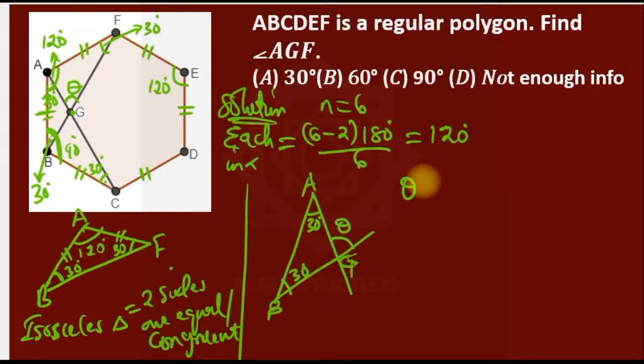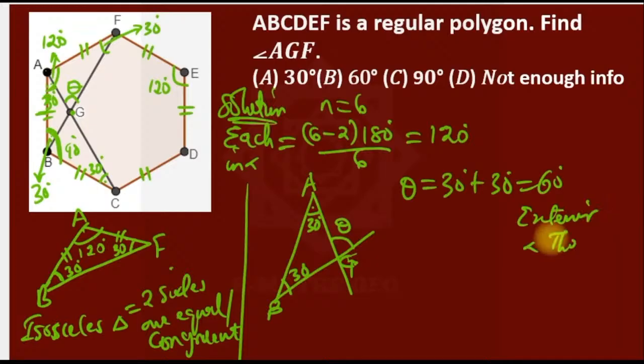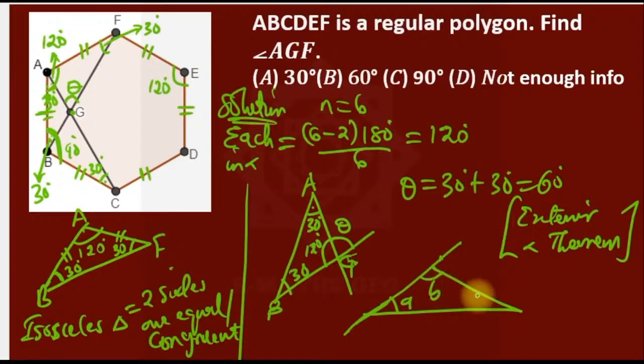Theta will be equal to 30 plus 30, which is 60. We call it the exterior angle theorem. Even if you don't know it, we can still get it from here. Since here is 30, here is 30, here is 120, making here 60, angle on a straight line. So if here is 120, here is 60. Or you use the exterior angle: in any triangle, if you add the remote interior angles, you get the exterior angle.